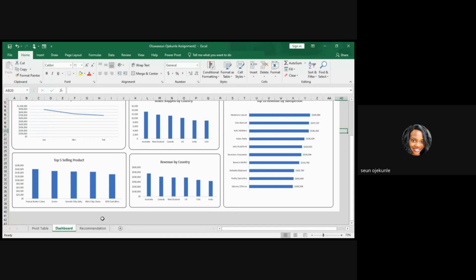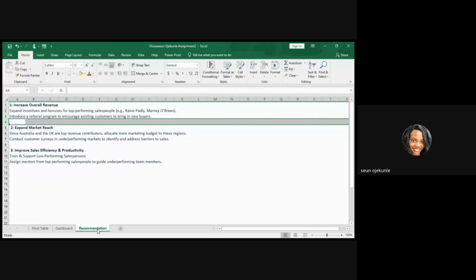Okay, so I included some recommendations, which are for the salespersons that are performing very well. They should be given extra stipends or increments in salary. And the best salesperson can mentor those that are not doing so well. Then for our revenue, we can expand incentives and bonuses for top performing salespersons.